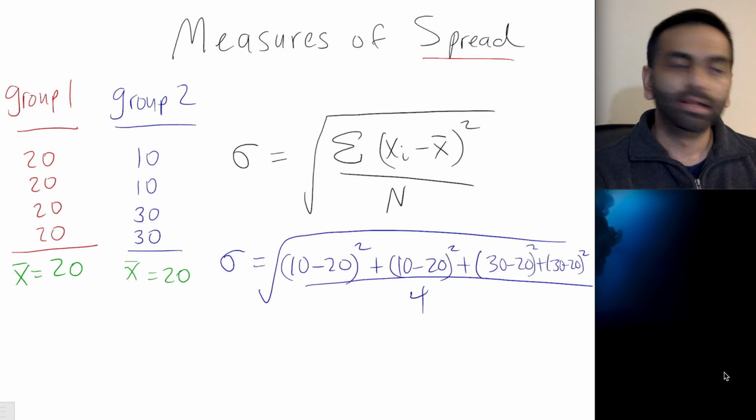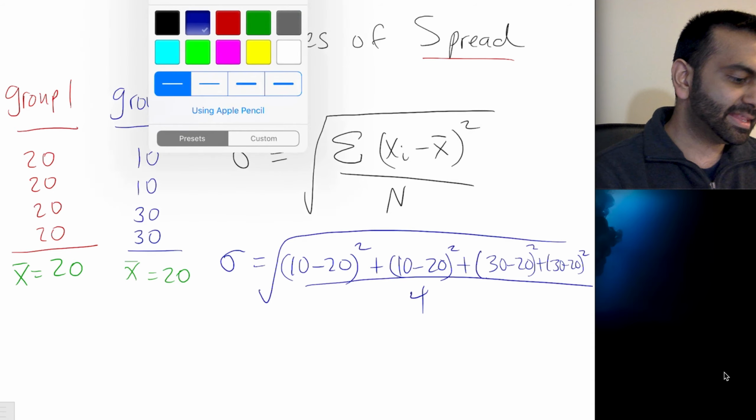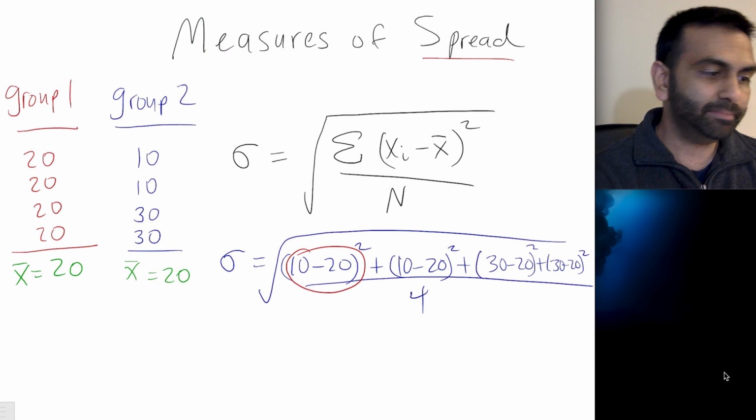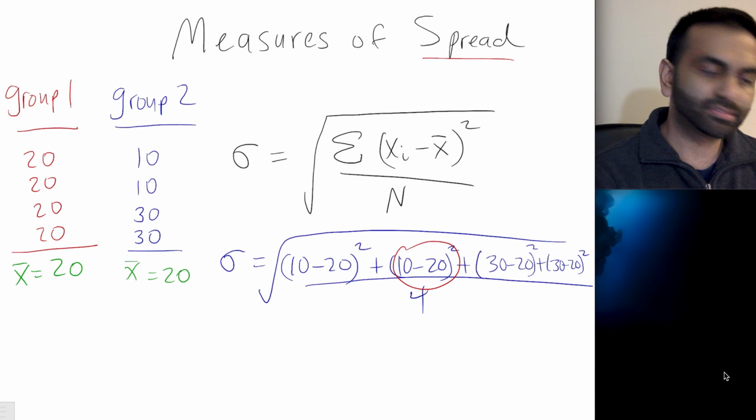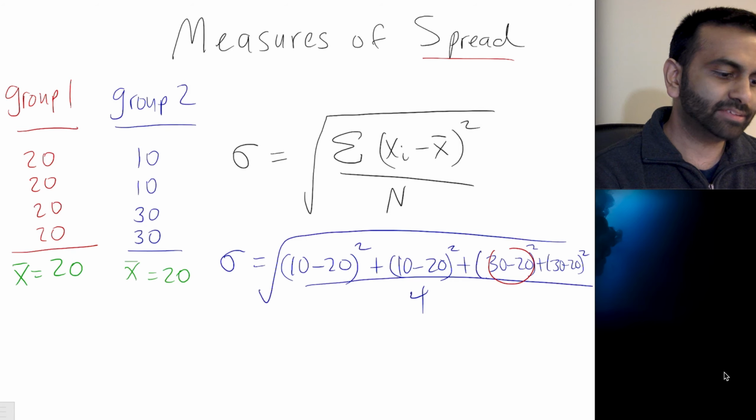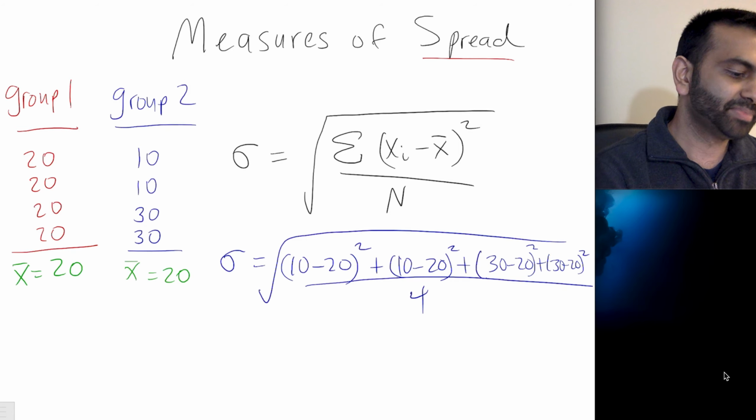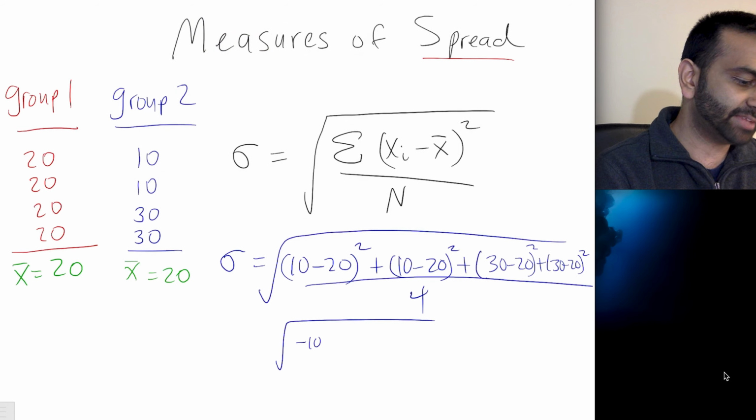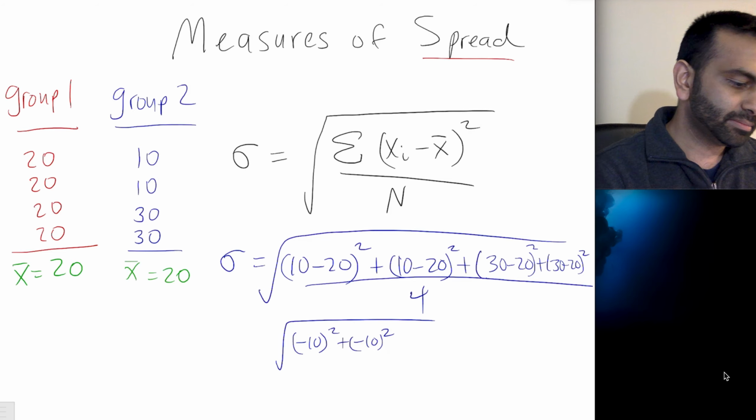Now let's simplify this a tad. This is negative 10, this is negative 10, and these two are positive 10s. So really, this is the square root of negative 10 squared, negative 10 squared, plus 10 squared, plus 10 squared.